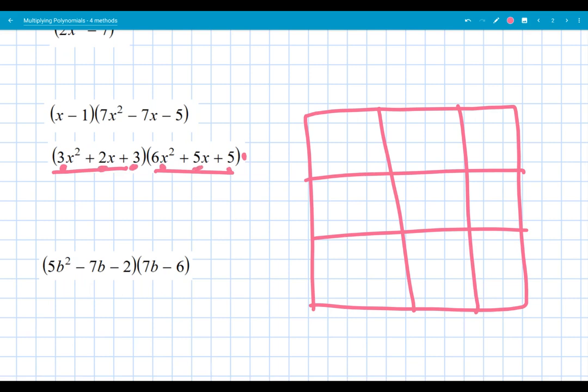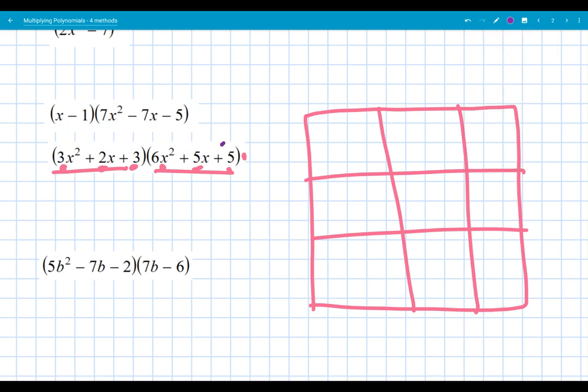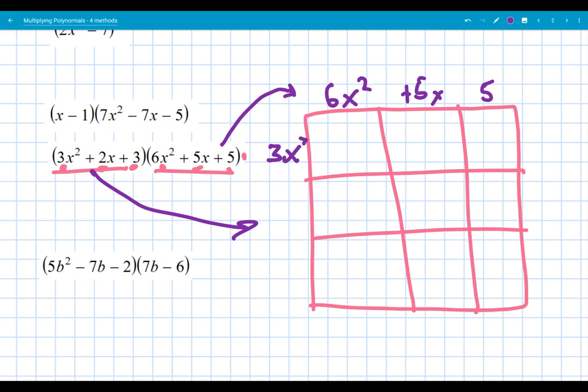I could use a distributed method and go like this. 1, 2, 3. Change colors, go 1, 2, 3, and change 1, 2, 3. I could do that. I'm not going to, because it just gets too confusing. I'm just going to do the box method. Change my color. So I'm going to put this one on top. 6x squared plus 5x. I don't need the plus. I forgot that. This one goes on the side. 3x squared. 2x. All right.